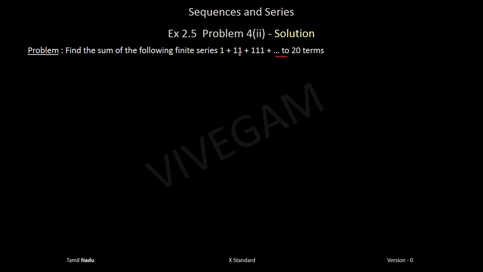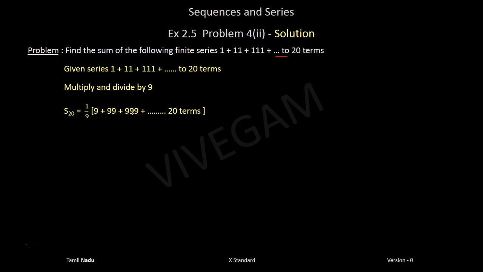The key thing is that this is 10 plus 1, this is 100 plus 11, something like that is coming up. So let's multiply and divide by 9. When I multiply, I'm taking 9 inside and dividing by 9 and keeping it outside, so this will become 1 by 9 outside. This is the division part, and the multiplication part, I'm taking inside. So this will become 9 into 1, 9; 9 into 11, 99; 9 into 111 is 999, up to 20 terms.